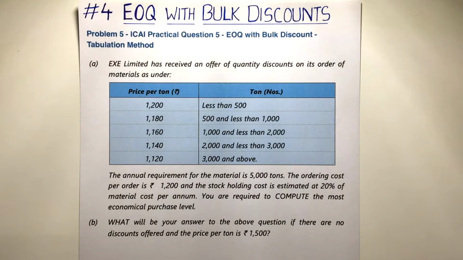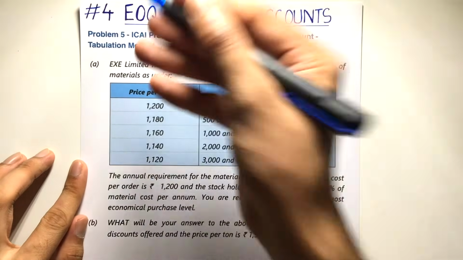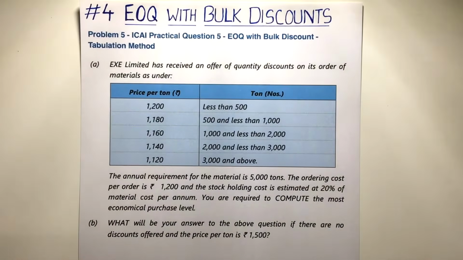And then see, in the B question what they are saying: what will be your answer to the above question if there are no discounts offered and the price per ton is 1500? In this second part of the question, they are asking you to forget about the discount. There are no discounts, nothing, just a normal fixed price of 1500. Then what will you do? If there is a fixed price, there are no discounts and all, then EOQ can work, isn't it? We will just simply calculate EOQ and that would be our best quantity to order. Without discount. So in the second part, we just have to calculate EOQ, nothing at all.